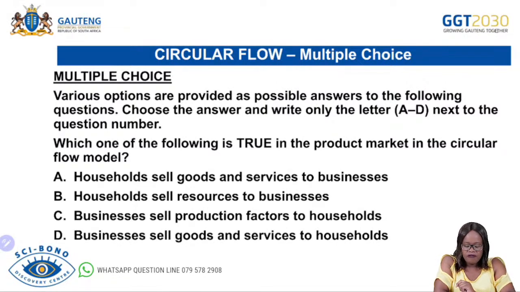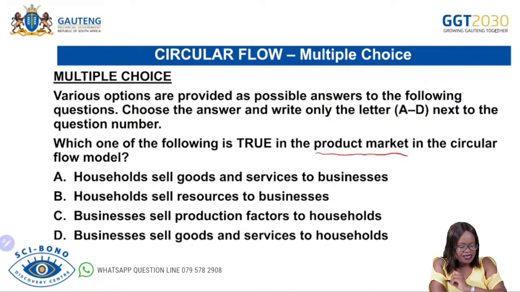Now we look at the first question that has been asked here, and it reads as follows: which one of the following is true in the product market in the circular flow model? The option that we are going to be choosing here is going to have to relate to the product market. When we look at the options that have been given, I'm not going to be going through all of them to save time. Now remember, it was said by Mrs. Mofokeng that when we speak about the households, we said that the households are going to be the owners of the factors of production.